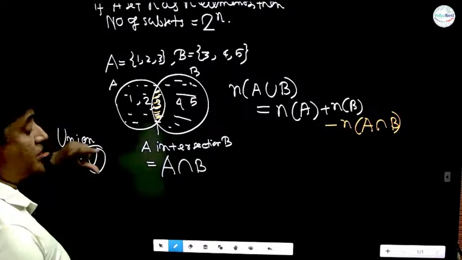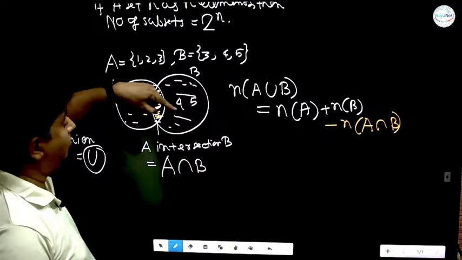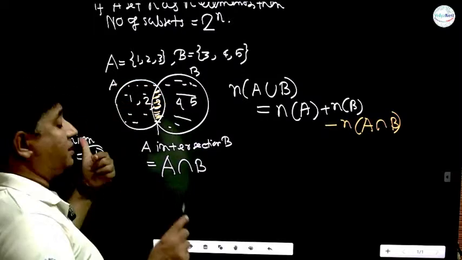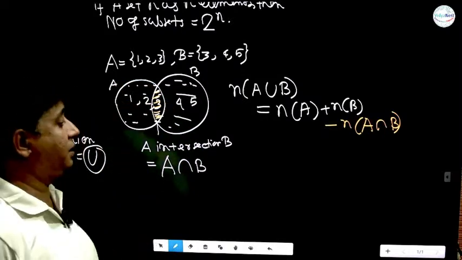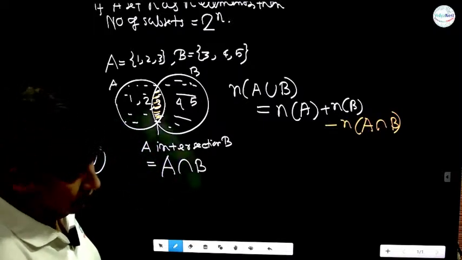So this is the concept of union and intersection. Intersection is the common part of 2 sets. Union is the combination of 2 sets. Understand? Yes, sir. Good.